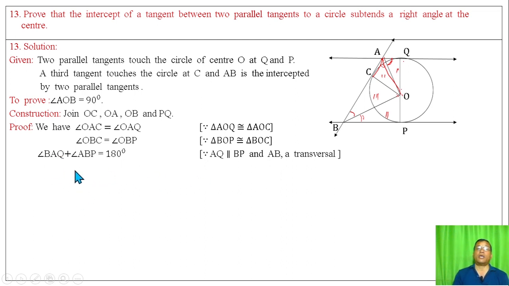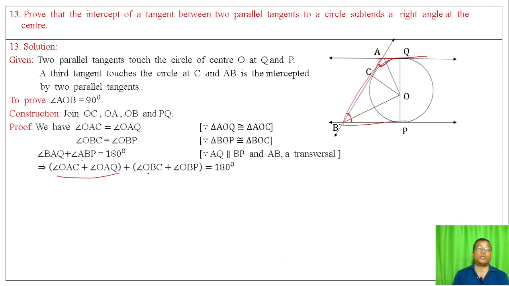Angle BAQ and angle ABP are angles on the same side between the parallel lines. AQ is parallel to BP, and AB is a transversal. So the sum of angle BAQ and angle ABP is 180 degrees. We replace these by their equivalent values.